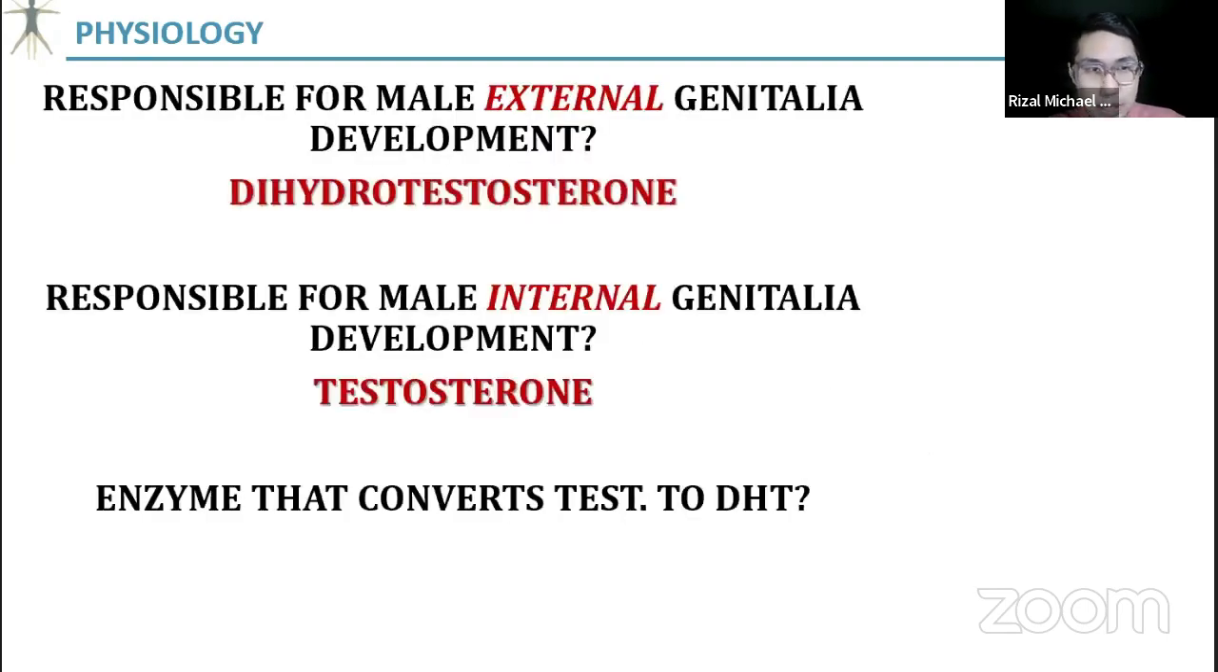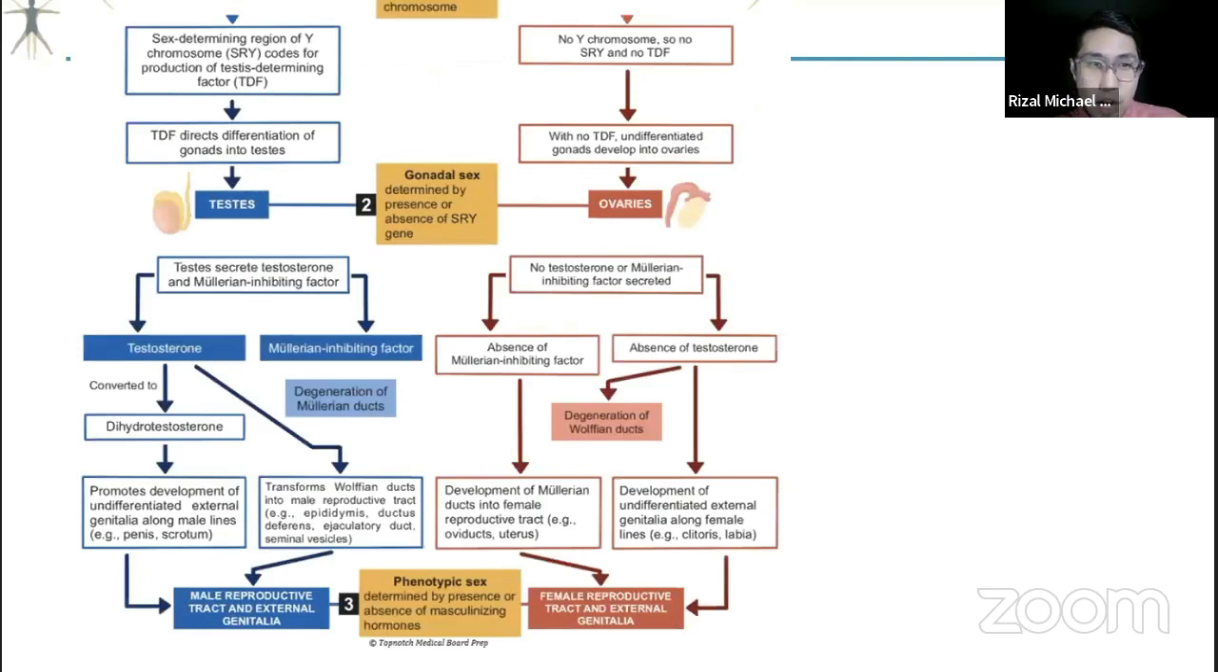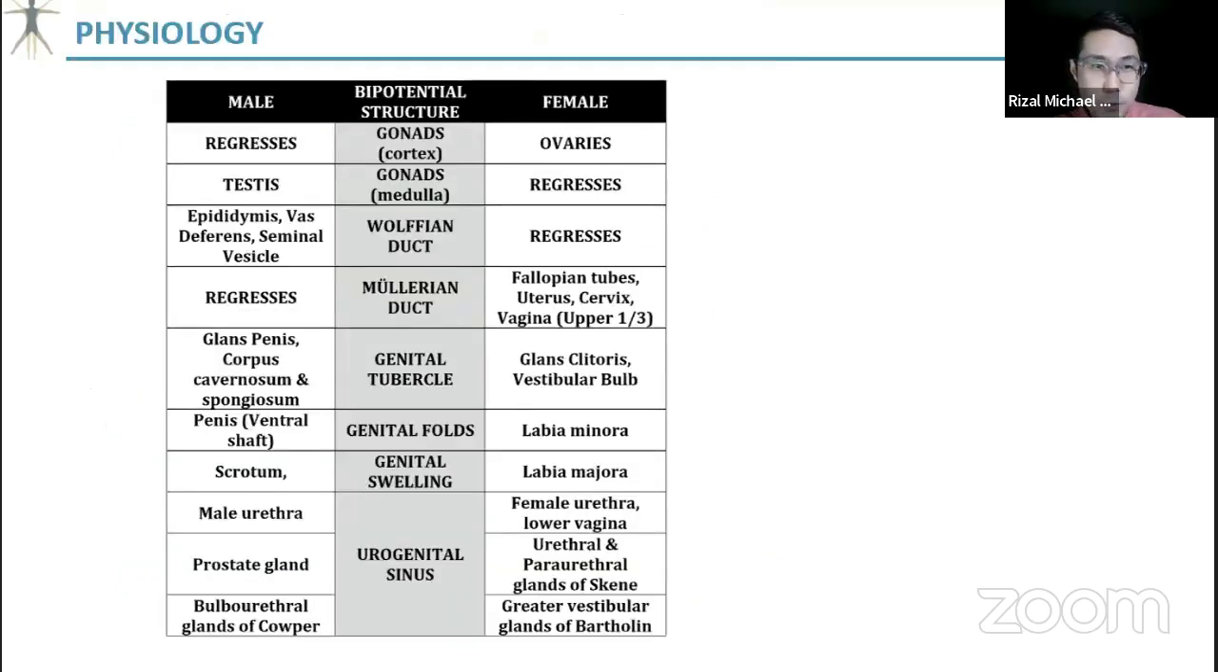So, recall lang, external genitalia for male is dihydrotestosterone. Internal genitalia for male is testosterone. And then the enzyme for that is your 5-alpha reductase. Okay, so this is mainly for repro. Then this slide is for your anatomy. So you have to be familiar with the homologous structure, kasi they ask this in the boards, okay?